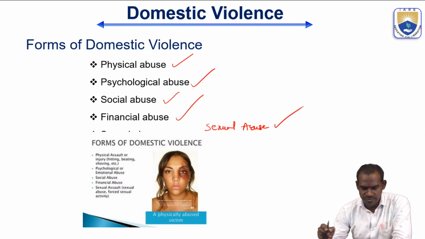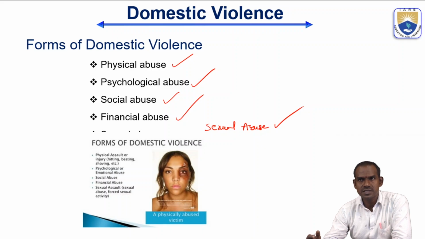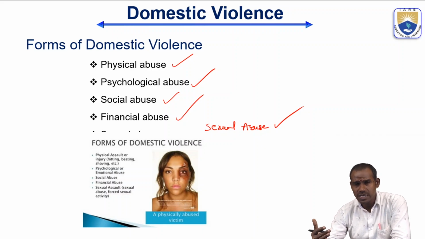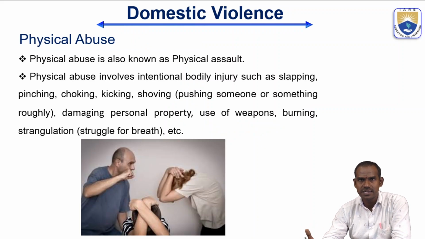Okay, these 5 are the various important forms of domestic violence: physical abuse, psychological abuse, social abuse, financial abuse, and sexual abuse. Okay, now let's look at each of these forms in detail.